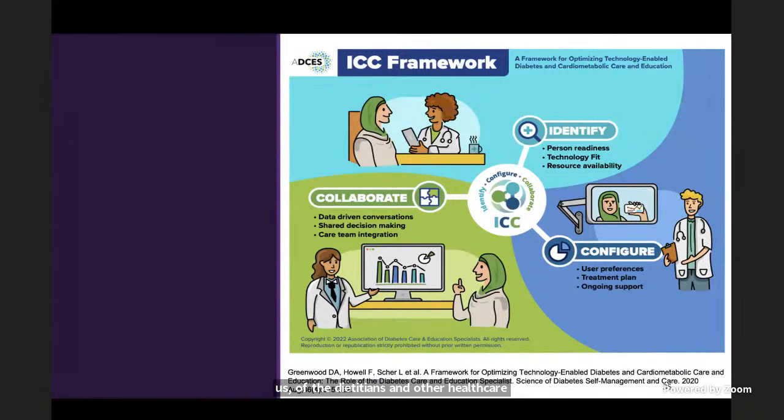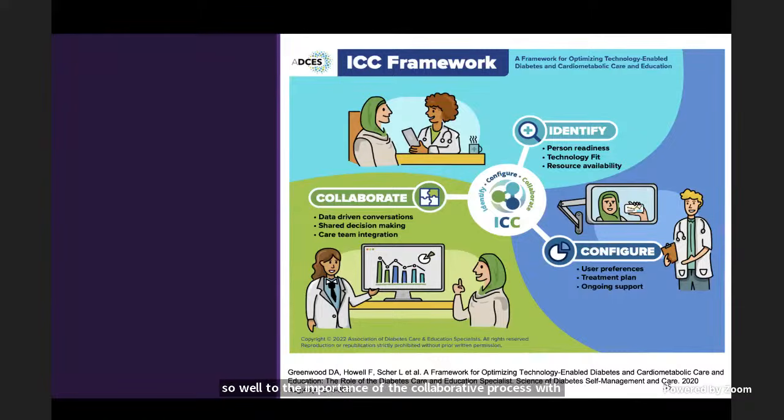I want to introduce everyone to the Identify, Configure, Collaborate framework, known as the ICC framework. This framework was developed by the Association of Diabetes Care and Education Specialists and represents a standardized approach to leverage technology to improve care. And we could really use this framework for other health conditions because it speaks so well to the importance of the collaborative process with both the person and healthcare professional.